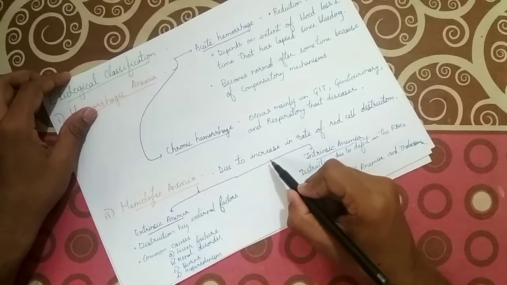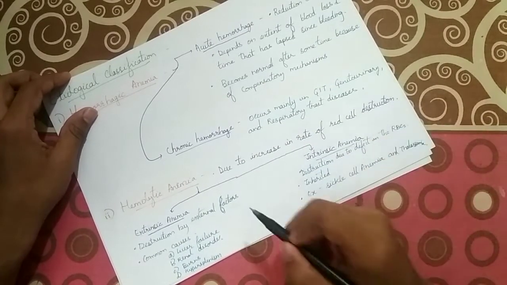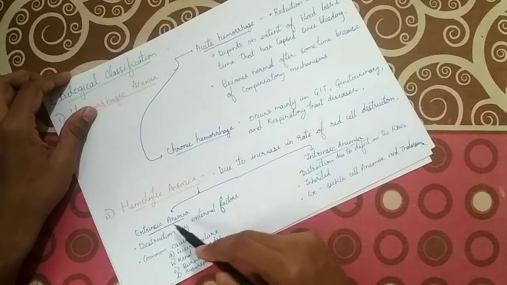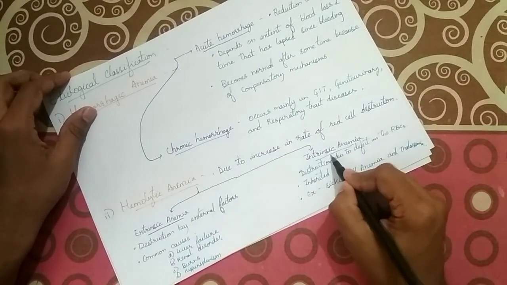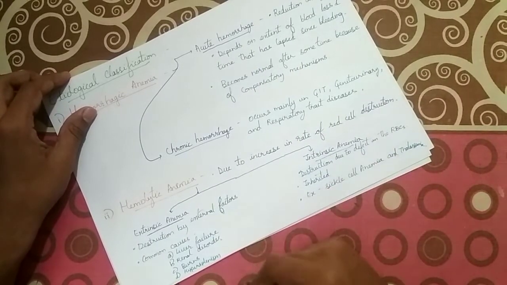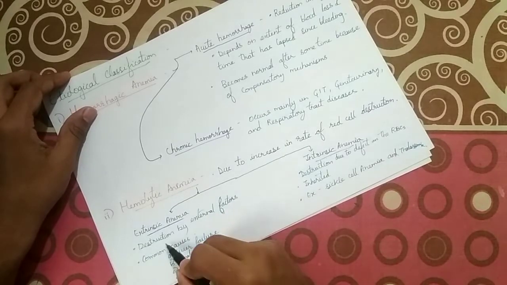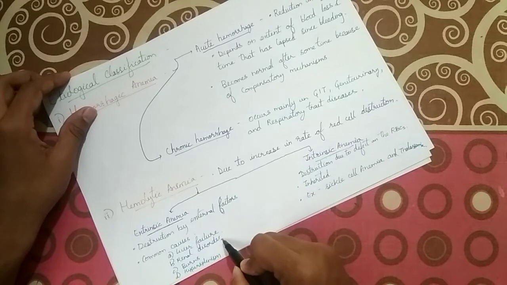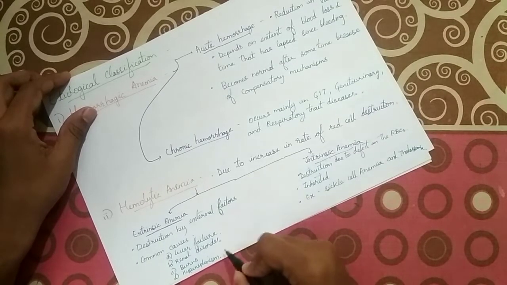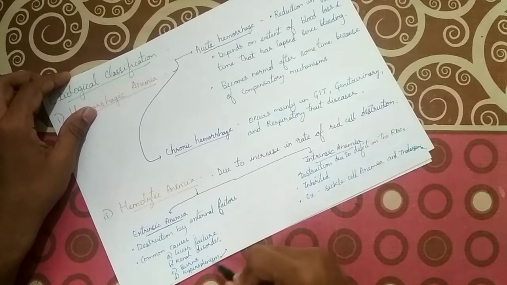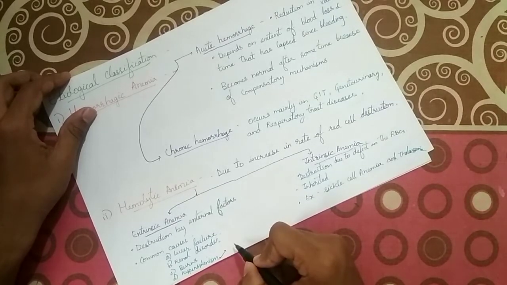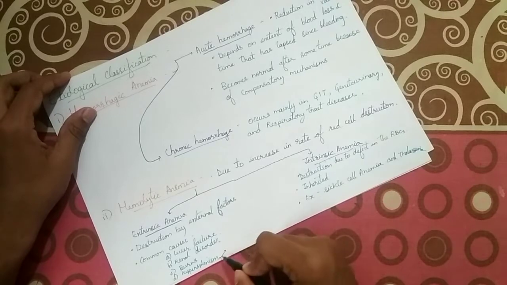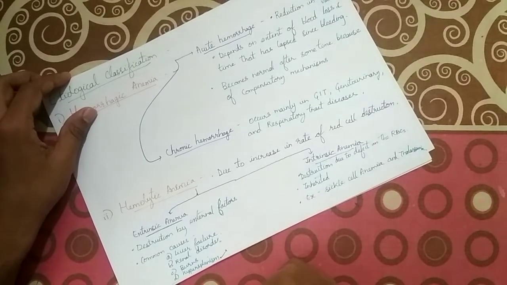This is due to the increase in rate of red cell destruction and can be due to many causes like intrinsic and extrinsic factors. In extrinsic anemia, it is destruction by external factors. The common causes are liver failure, renal disorder, burns, hypersplenism. Hypersplenism, you can take it as because the spleen is the graveyard of RBCs, so the destruction of RBCs will be more because there is increase in the size of spleen.